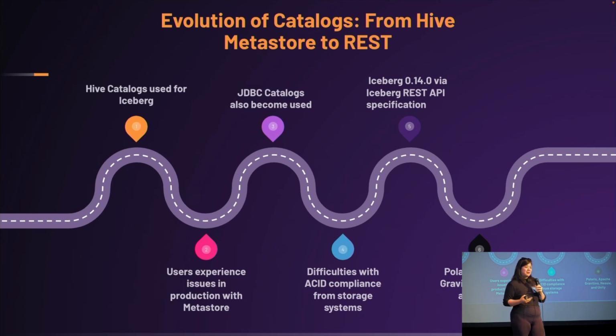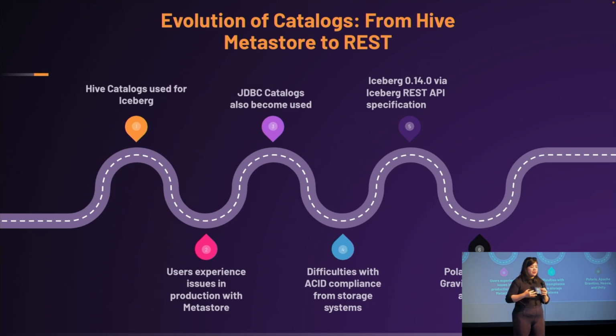You'll also see JDBC catalogs used a lot, in terms of relational stores. So you're abstracting your metadata out into these SQL tables. But there were also difficulties with ACID compliance, especially when using them to manage Iceberg tables, because different storage systems and different JDBC connectors have a lot of inconsistencies between them. They're all implemented a little bit differently. And so ACID was still a really tough thing to nail down correctly.